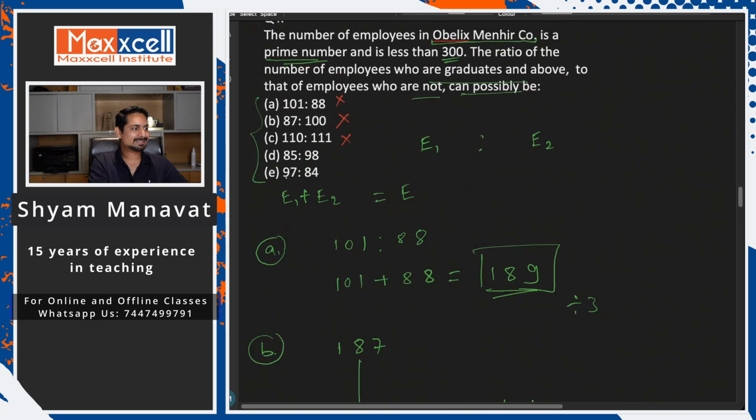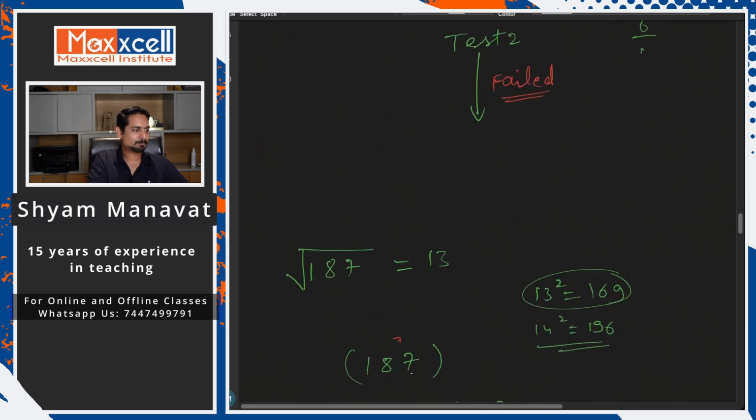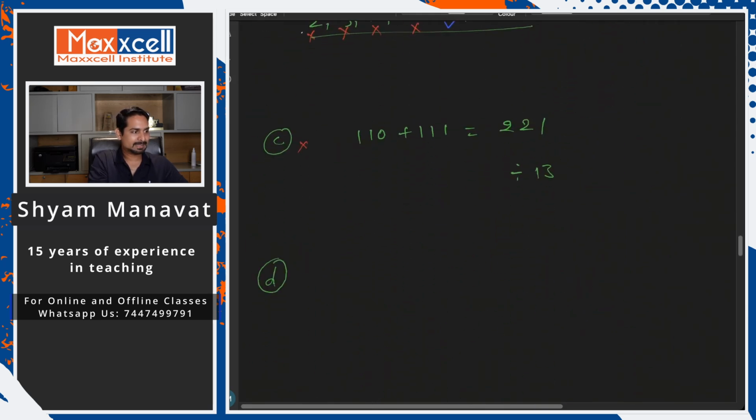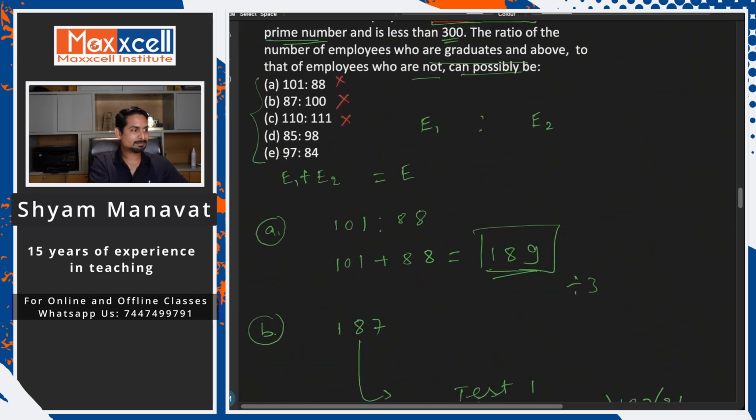Then next is 85 plus 98. Option number D is 85 plus 98. What is the sum of both? That's 183. Clearly seen, it's divisible by 3. 3 sixes are 18, 3 ones are 3. So, not a prime number. That means the only option which you have is what? Option number E. That should be the answer.